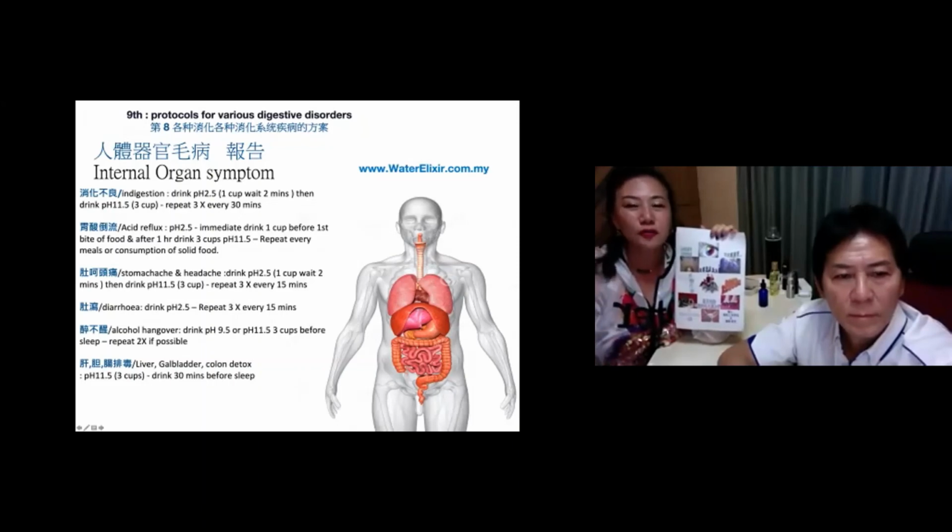You don't have a hangover feeling if you know how to drink 11.5 before bed. Little bit, 200 ml something like that, so it can stop your hangover.